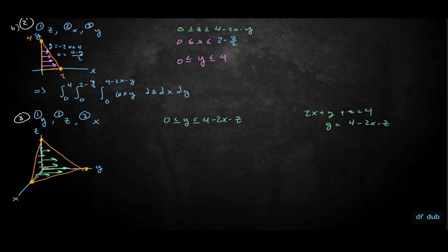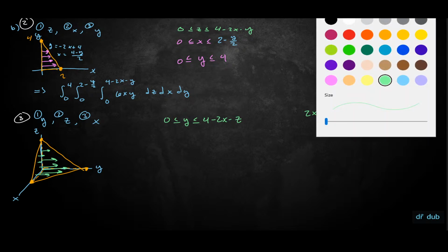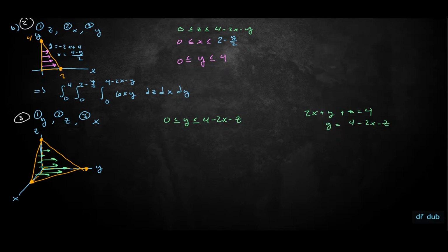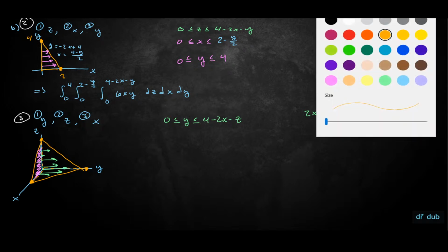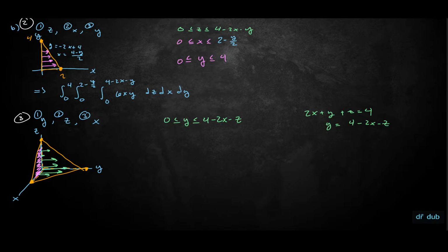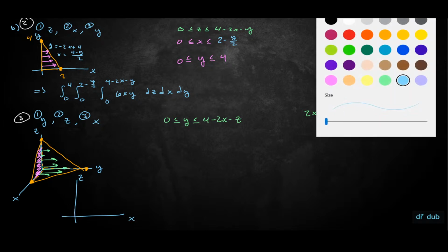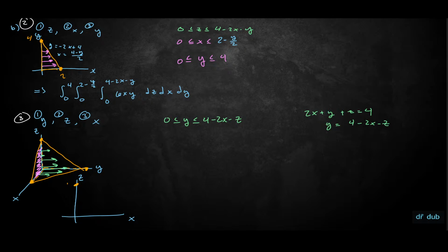You might say, okay, that's cool, but for what xz values is that happening? Well, that's happening for all the xz values in this triangle here, in the pink triangle. So let's draw that in the xz plane. I just draw x going this way, z going up. It's kind of the same thing. Z is up here at 4, x is over here at 2, and there's a triangle there.